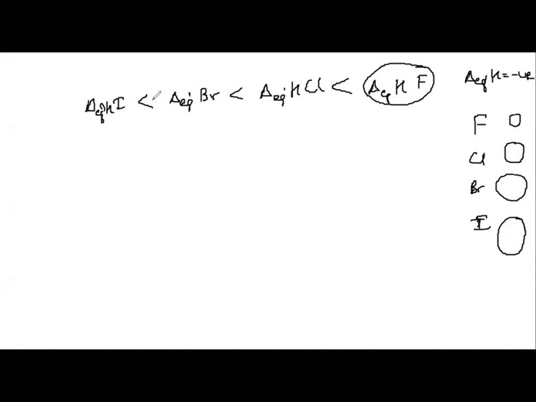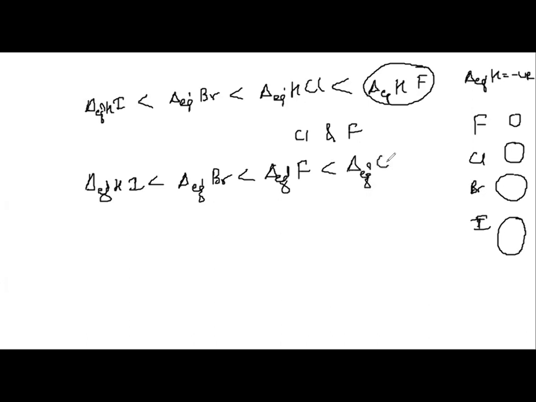So the correct order, but if you consider chlorine and fluorine, this is the correct order. It is least here. But the actual answer is electron gain enthalpy of iodine is less than electron gain enthalpy of bromine, which is less than electron gain enthalpy of fluorine.